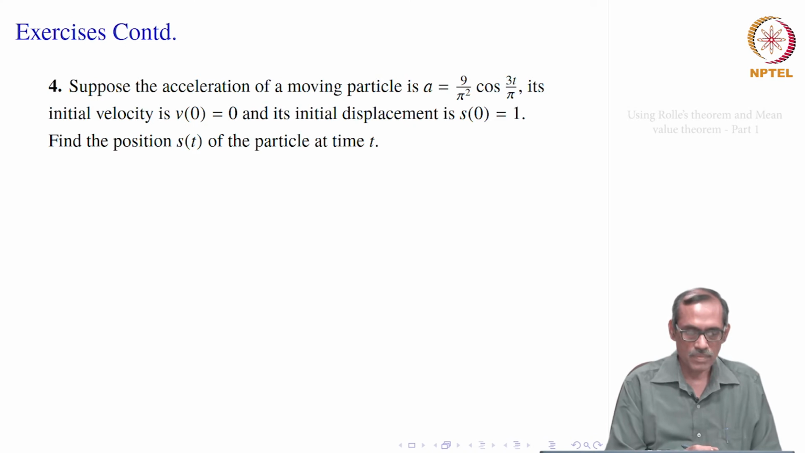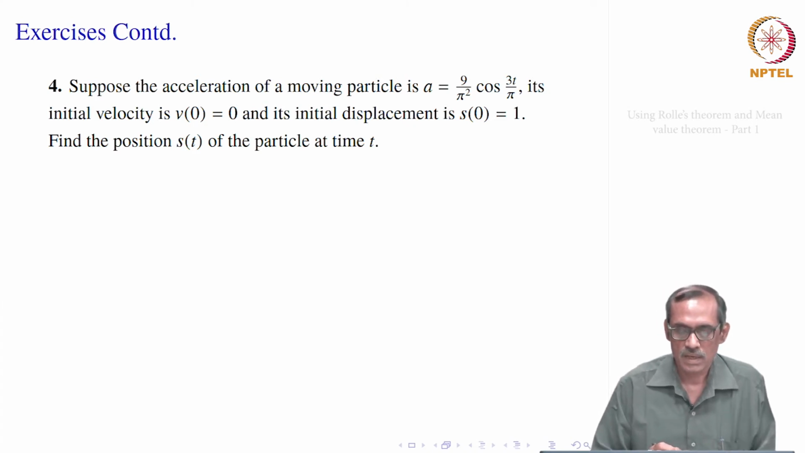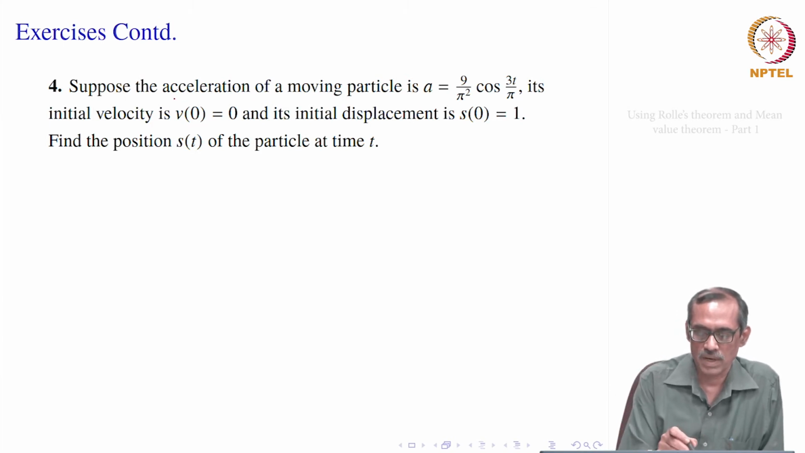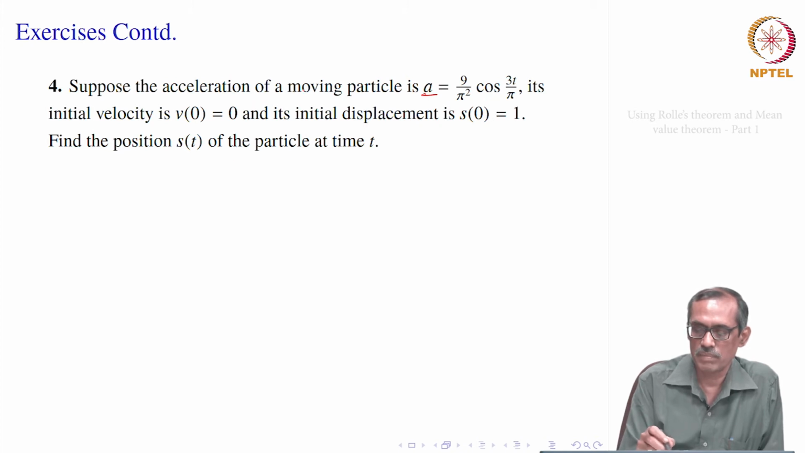Fine. So, we come to the fourth problem. Here it is a physical application. It asks for, suppose the acceleration of a moving particle is a, which is given as 9 by pi square cosine 3t by pi, at any point t. Though its acceleration and velocity are given, we are not really concerned about them as vector quantities; we are taking their scalar parts, which are really numbers. So, they will be functions.